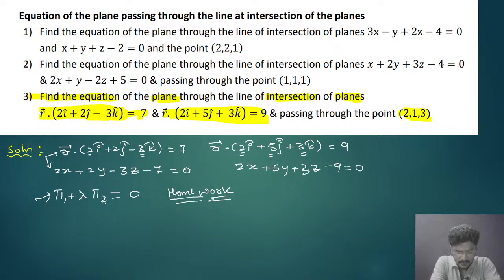So that I can go for the next problems. Clear? Please reply, all of you. Will you do this as homework? Half of the problem is already done. I have solved vector form to Cartesian form. Use that Cartesian form in the equation pi1 plus lambda times pi2 that we have done already in the above two problems. The same way you have to solve and find the lambda value.